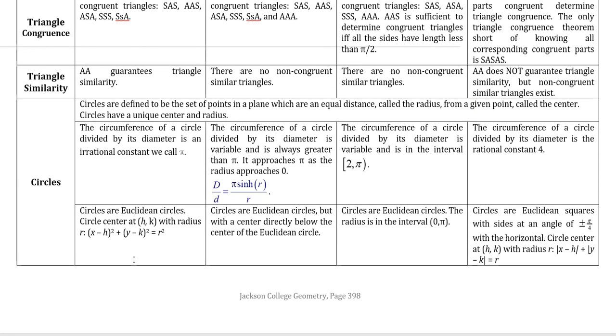All right, how about a couple things about circles? Circles are defined to be the set of points in a plane which are an equal distance called the radius from a given point called the center. Circles have a unique center and radius. Well, that's not exactly true.